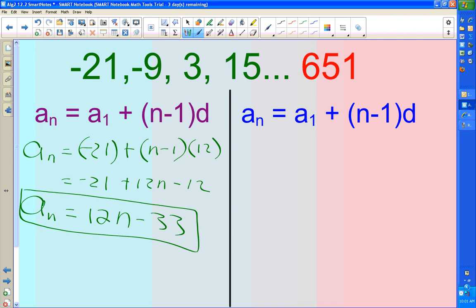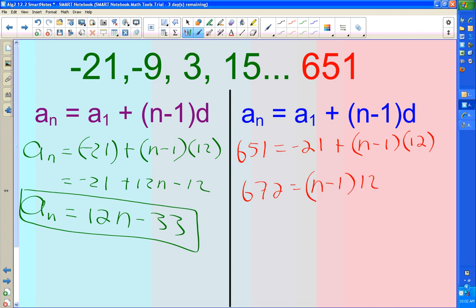Okay, over here, if we plug the 651 in for a sub n, what do we plug in for a sub 1? Negative 21. We're looking for the position, that's n. And again, that common difference is 12, not negative 12. So if you add the 21, 672 is going to equal n minus 1 times 12.